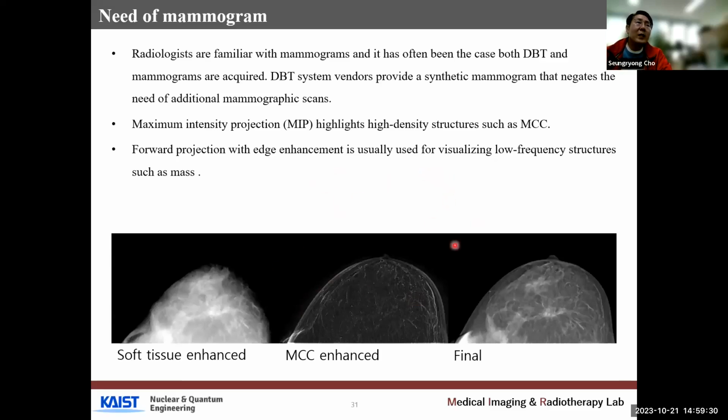So typically, how do we get the synthetic mammogram? We can think of a soft tissue enhanced image by use of forward projection of the reconstructed image, and also a high-density or high spatial resolution enhanced image, like microcalcifications, by use of maximum intensity projection. So typically they use a forward projection plus maximum intensity projection to come up with this kind of synthetic mammogram. Again, this is acquired from the reconstructed DBT volume image.